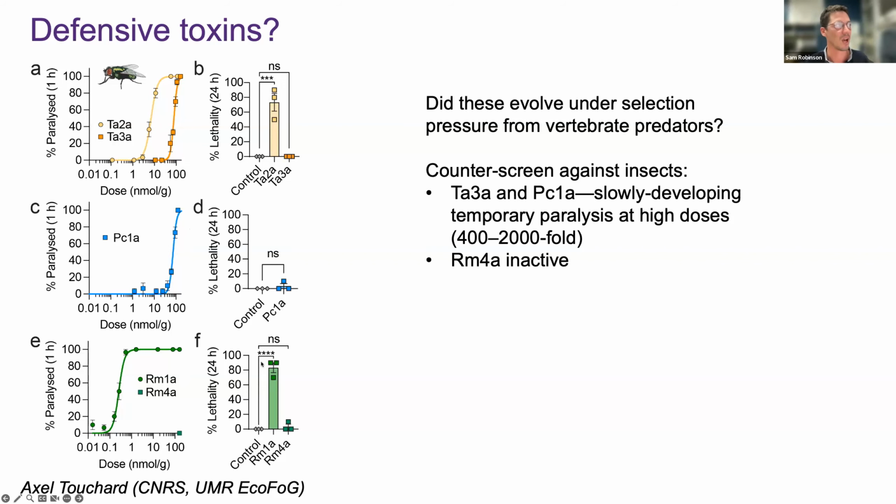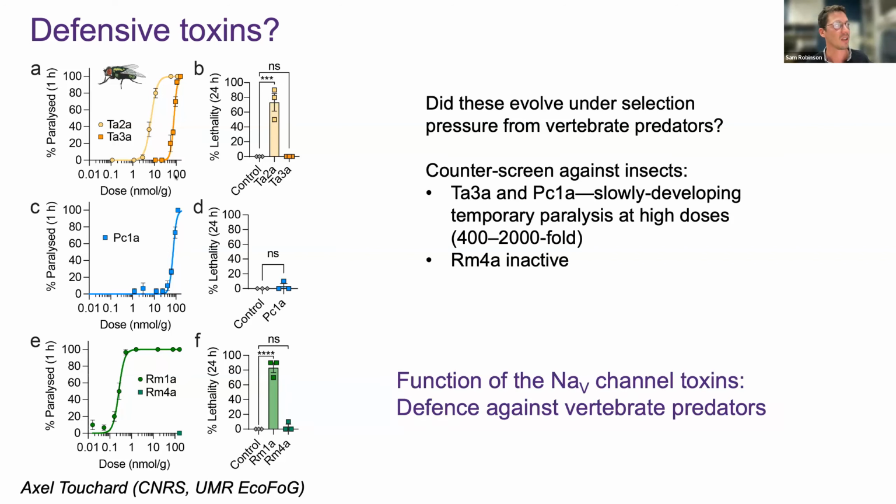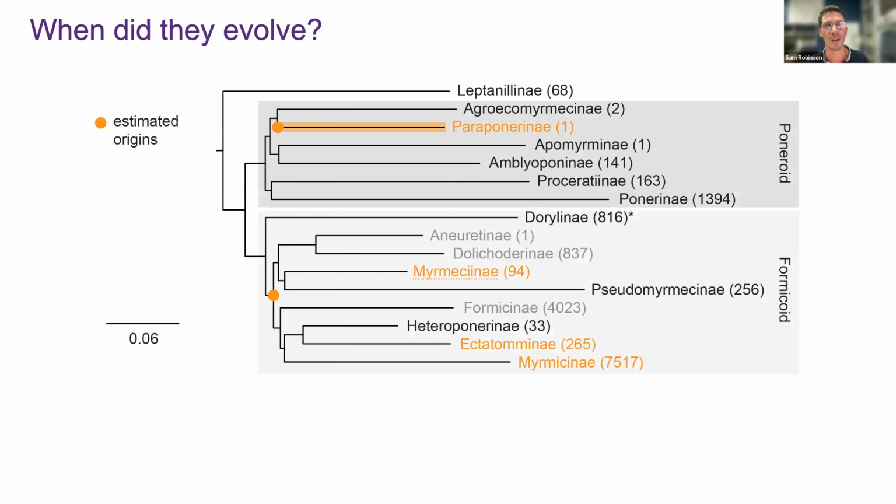So what this told us was that, on the one hand, clearly in ant venoms there are peptides that have different functions. Some of them are there for prey capture, probably, whereas some of them are there for defense. And I believe this data demonstrates that our peptides probably have evolved under defensive selection pressure, almost certainly have, to deter vertebrate predators. And another cool question to ask is, when did these evolve?